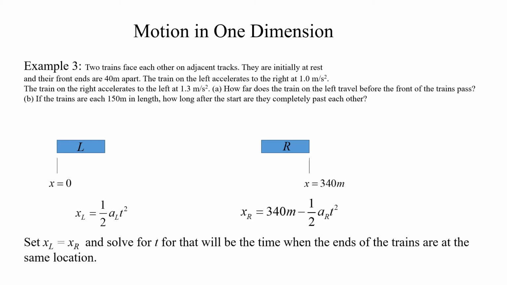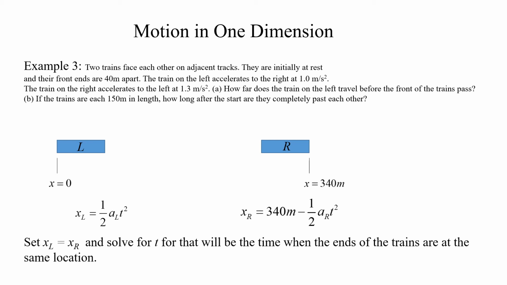So again, we just draw a diagram, but this time I'm going to move my origin to the back end of the left train and call that position x equals 0, because now we want to look at what happens when the back ends are at the same spot at the same time. So my origin is the back end of the left train. I'm calling that x equals 0. And then the back end of the right train will be at 340 meters.